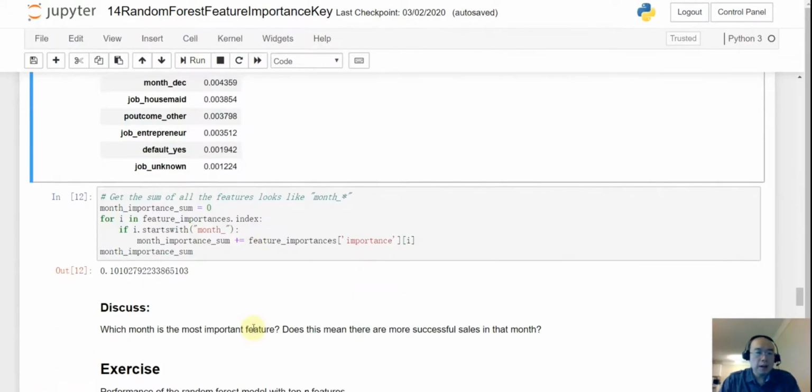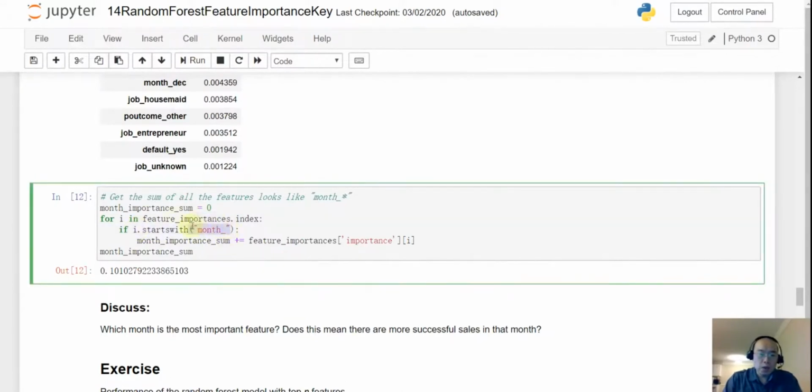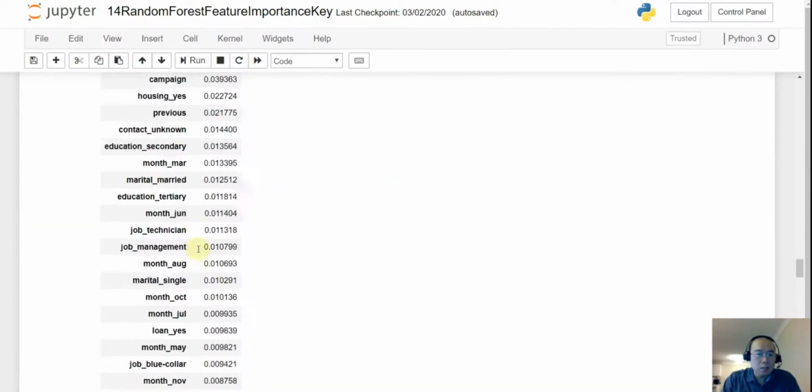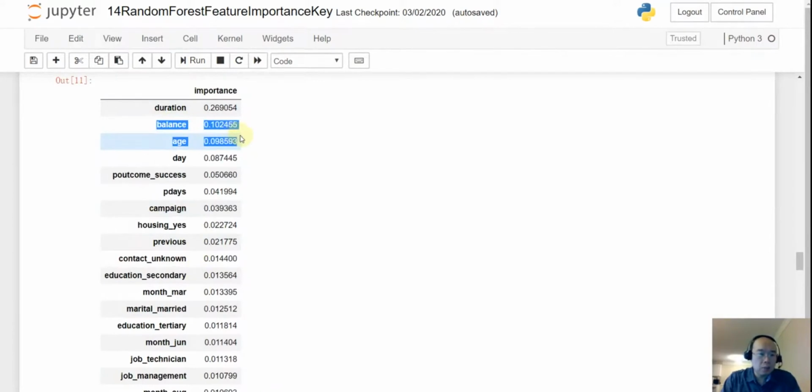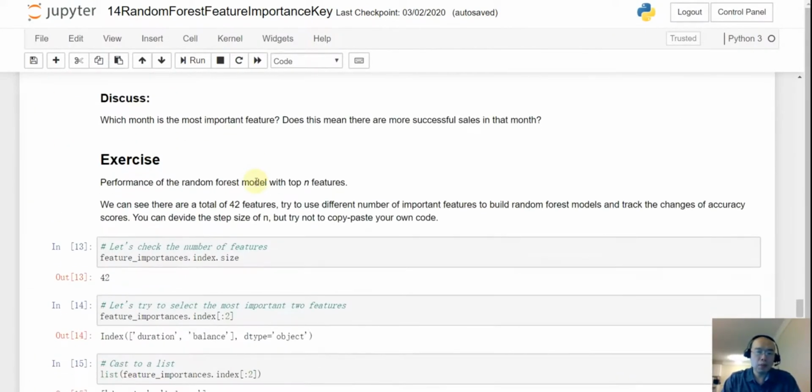After that, I did an iteration. For this iteration, as long as the index of a line starts with the month and underscore, I add that to the total importance of the month, and after that I just print that out. Adding all the importance of the months together, we have 0.10. So 0.10 is roughly here. Adding all the importance of the months, it seems that all the months are still kind of meaningful.